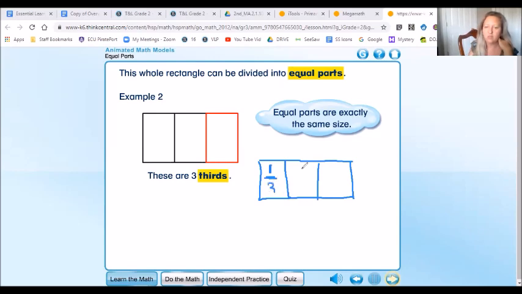Here's another third, so he also gets the name 1/3. And here's the last third. He also gets the name 1/3. How many thirds did it take to make this whole rectangle? It took 3. 1/3, 1/3, and 1/3.